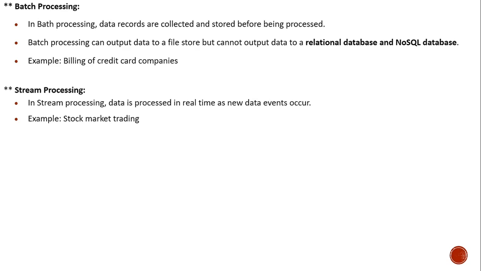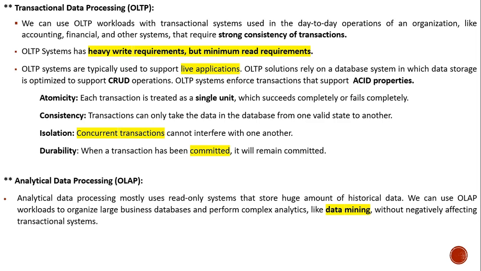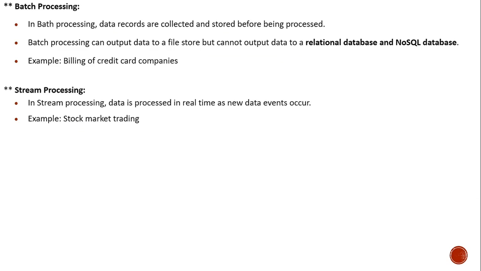And stream processing, as the name suggests, the data is processed in real time as a new data event occurs. For example, stock market trading. It happens in real time. From exam perspective, all these OLTP, OLAP, batch processing and stream processing, there will be scenarios given and you will need to separate them into batch processing or stream processing, where they belong basically. The more scenarios you go through, the easier it will be for you to separate them out. Thank you.